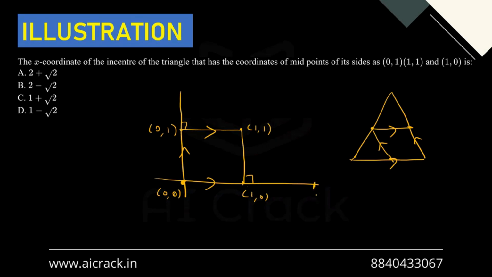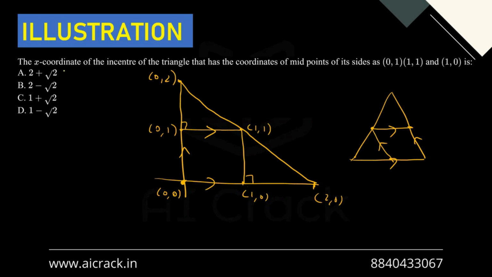So this would give me (2, 0) as one point. And similarly over here, I'll get one point called (0, 2). Now we have got the points of the triangle: (0, 2), (0, 0) and (2, 0). So this is the triangle, right?